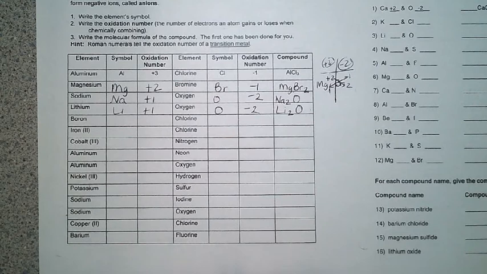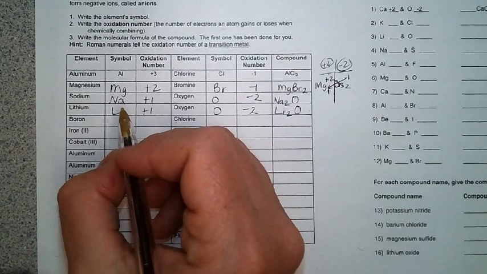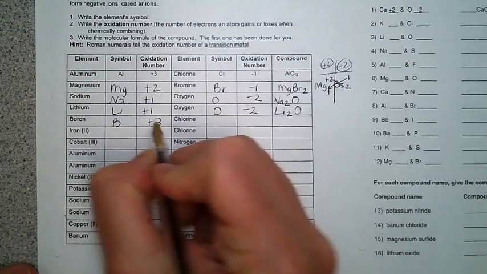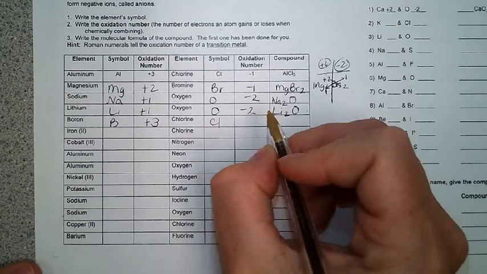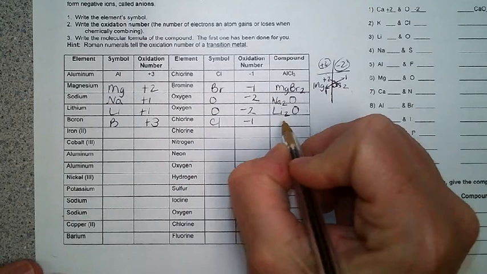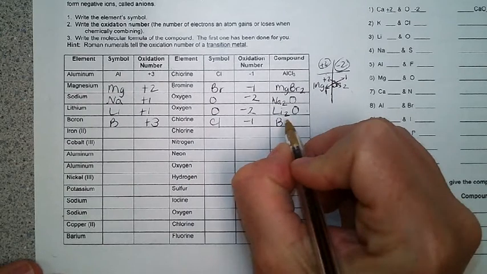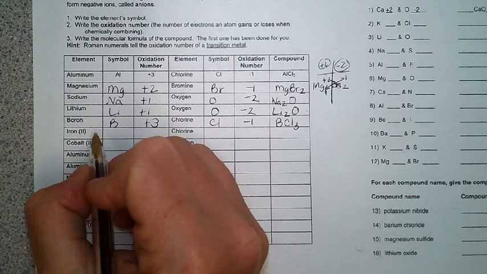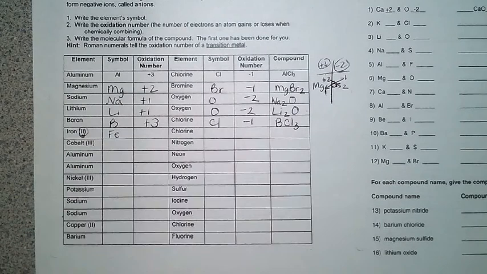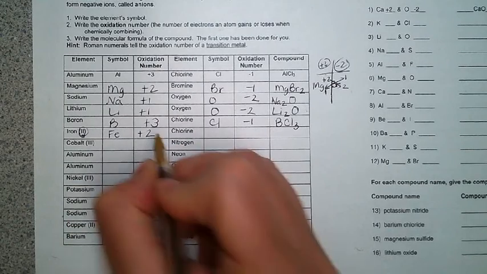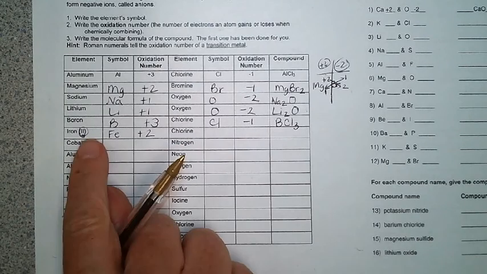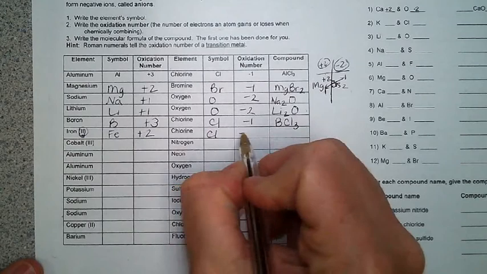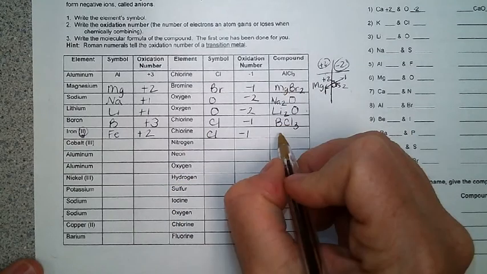All right, boron is a +3. Chlorine is a -1. So boron gets the 1, chlorine gets the 3, BCl3. Iron is a transition metal, so they had to give you its oxidation number, which is +2. Iron, any transition metal, always positive. Chlorine, -1. So Fe gets the 1 and Cl gets the 2.